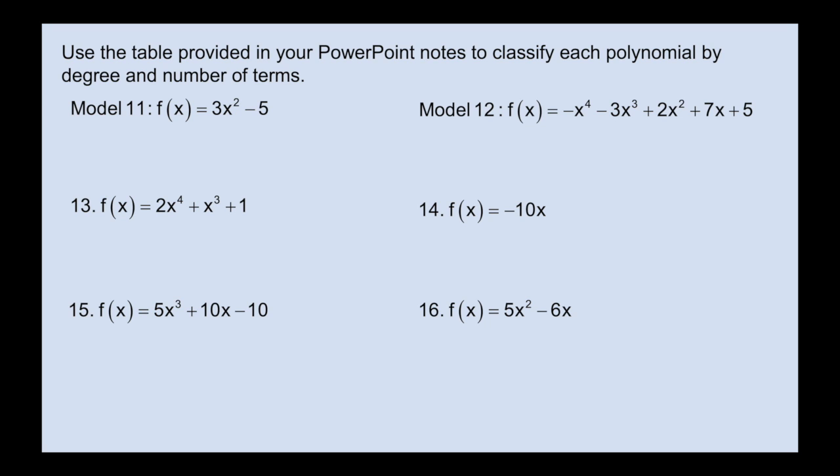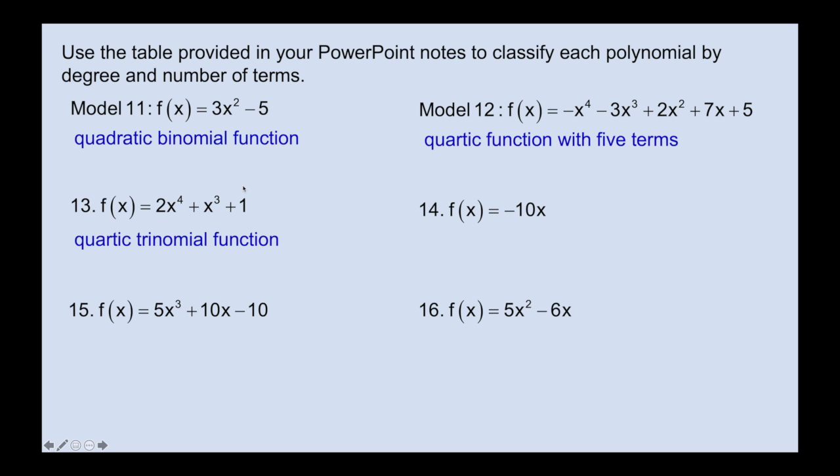So now we're going to look at each of these and we're going to classify them by their degree and their number of terms. So for number 11, the degree is going to be 2, and we call that quadratic. And then because there's 2 different terms here, it's a binomial. For number 12, this is a 4th degree, so we're going to call that quartic. So this is a quartic function with 1, 2, 3, 4, 5 terms. For 13, this is a fourth degree. So again, this is a quartic function. And since there are three terms, we call that a trinomial.